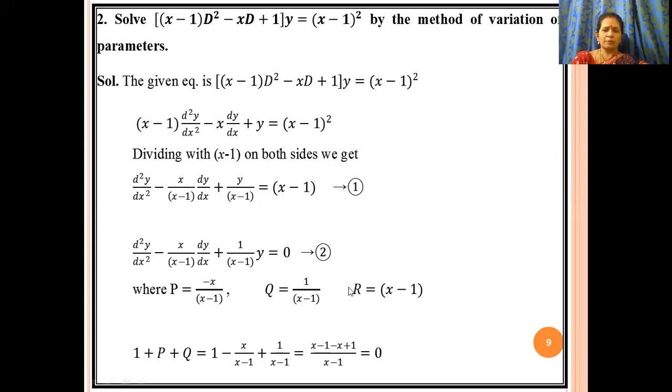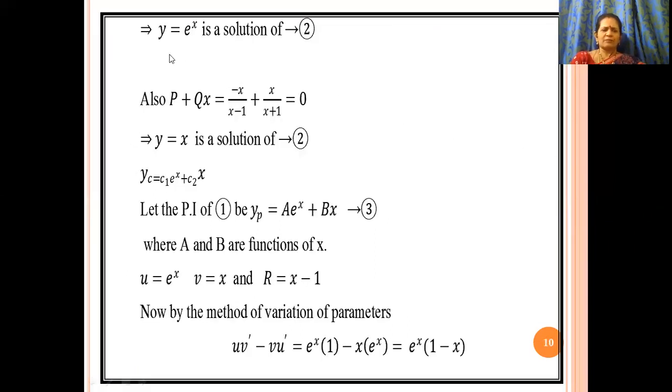Now here the complementary function is not given. If the complementary function is not given, you have to apply the inspection method. We have five inspection methods. According to that, check one by one; it is a trial and error method only. If any one of the inspection methods is satisfied, then take that one as the complementary function. Here 1 plus p plus q equal to 0 is satisfied. So from this, y is equal to e power x is a solution of the equation.